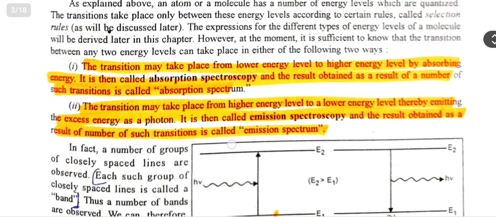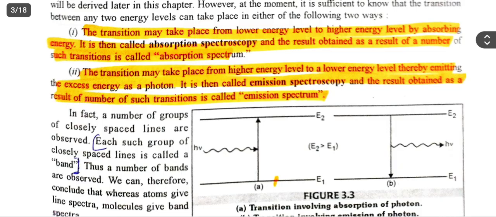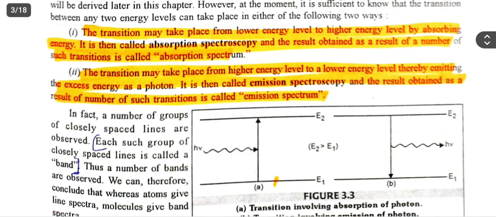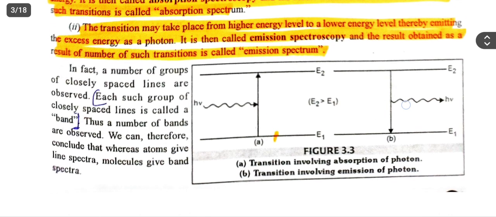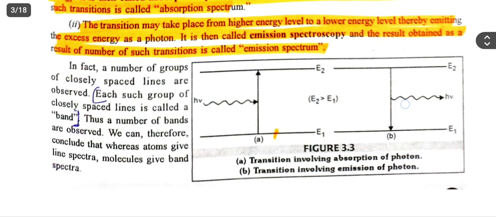The transition may take place from a lower energy level to a higher energy level by absorbing energy. It is then called absorption spectroscopy, and the result obtained from a number of transitions is called an absorption spectrum. The transition may take place from a higher energy level to a lower energy level, thereby emitting the excess energy as a photon. It is then emission spectroscopy, and the result obtained from a number of such transitions is called an emission spectrum.